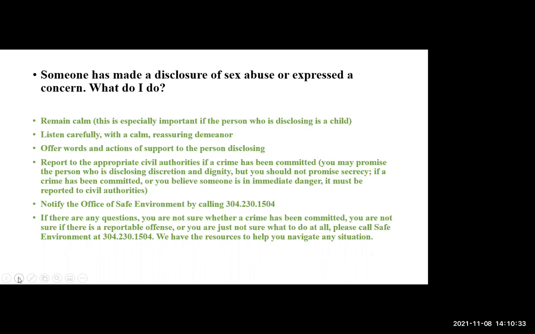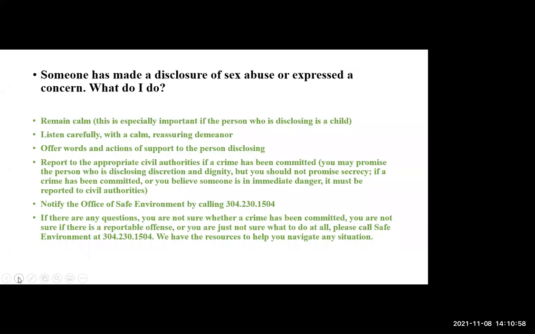This happens frequently. Sometimes it may be related to something or someone at church or school, or sometimes it has absolutely nothing to do with church or school. It's happening in the home, or it happened long ago somewhere else, not even related to church or school. But nonetheless, that person is coming forward with a disclosure. So what do you do?